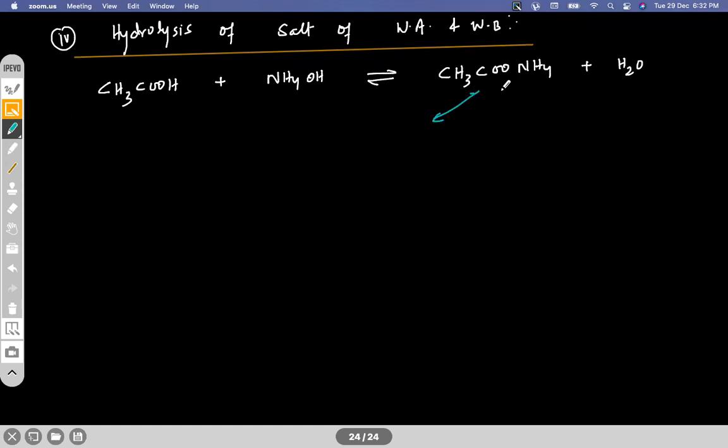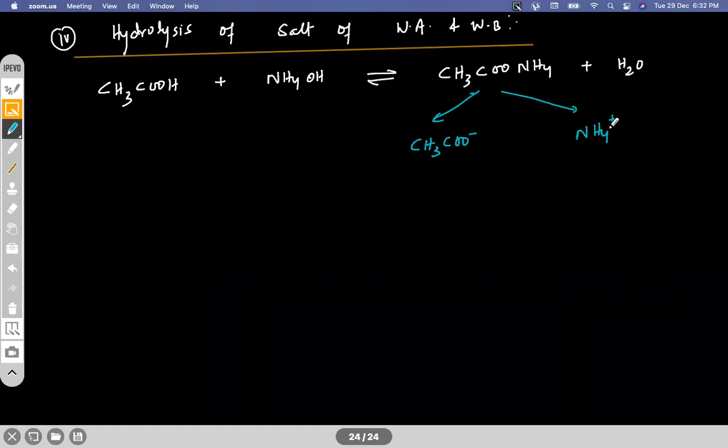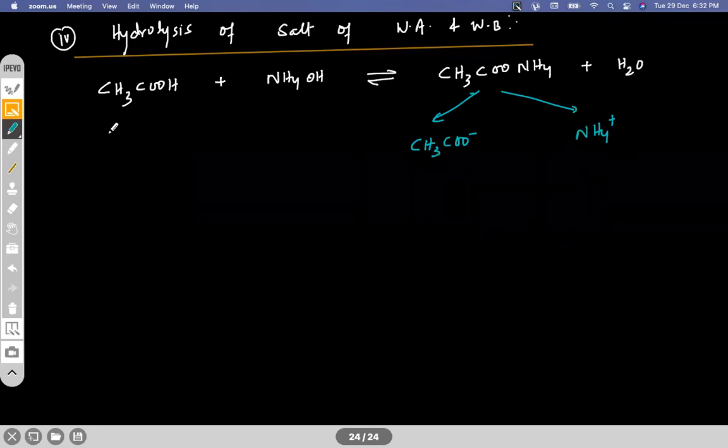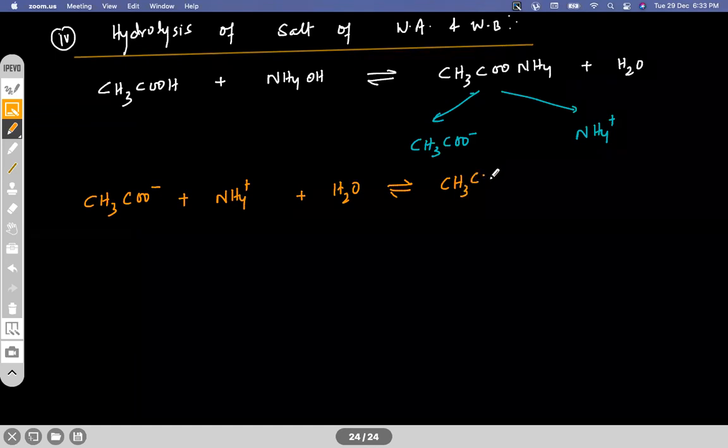Okay, so the ions, if you see here, it is CH3COO minus and NH4 plus. Both are the ions of a weak acid and a weak base, so hydrolysis of both is possible over here. The reaction would be CH3COO minus plus NH4 plus dissolved in water forms a weak acid CH3COOH and a weak base NH4OH.